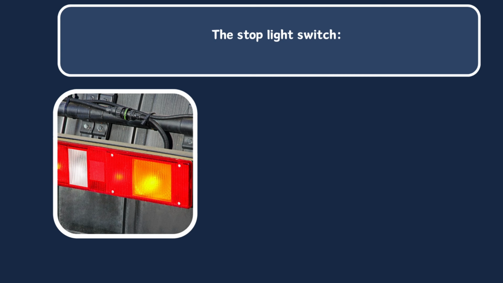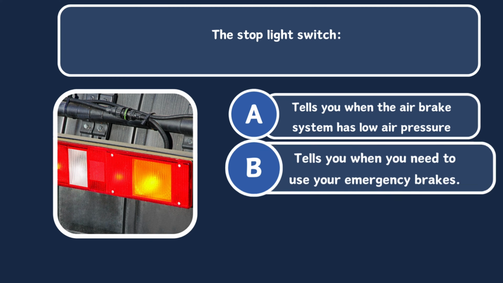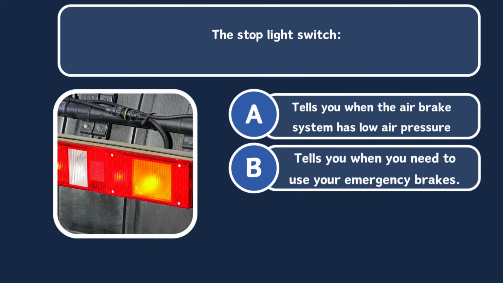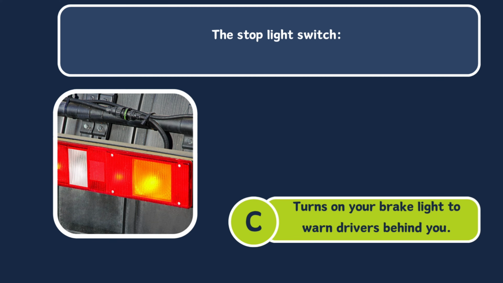Question 12. The stoplight switch: A. tells you when the air brake system has low air pressure. B. tells you when you need to use your emergency brakes. C. turns on your brake light to warn drivers behind you. Correct answer is C. Turns on your brake light to warn drivers behind you.